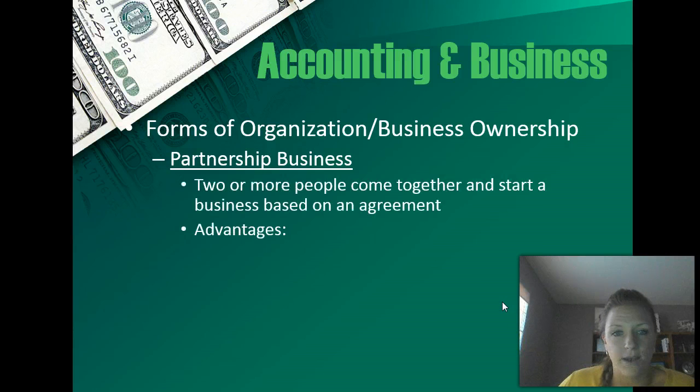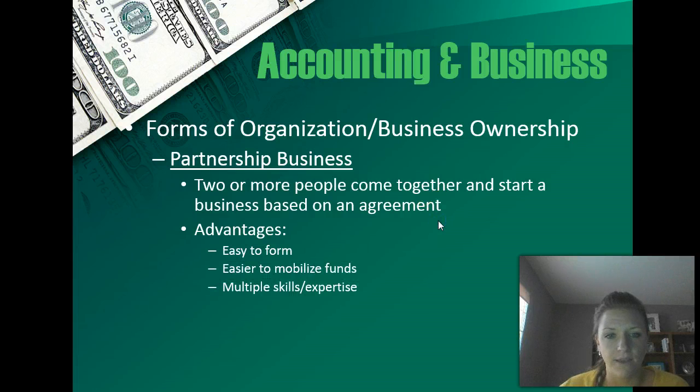Okay, another type is partnership. A partnership is where two or more people come together and start a business based on an agreement. So this has a little more paperwork involved just because there's some legal papers drawn up to make sure everybody's on the same page and everybody agrees with the structure of the business and how it's going to be run. Advantages, again, it's pretty easy to form as compared to corporations, which we'll get to in a little bit.